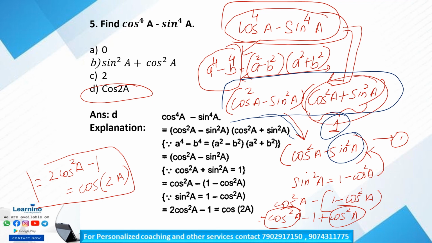Sin square a can be written as 1 minus cos square a. So cos square a minus of 1 minus cos square a. Eliminating this bracket, we will get 2 cos square a minus 1, that is equal to cos 2a, that is option D. Is it clear?